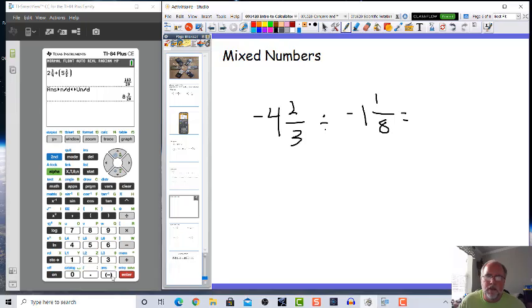So I'm going to type in negative, and then I'm going to go get the fraction form. Math, back arrow, the number 2. Then I'm going to type in 4, right arrow, 2, right arrow, 3, right arrow, divided by, and notice how the division symbol is a fraction bar.